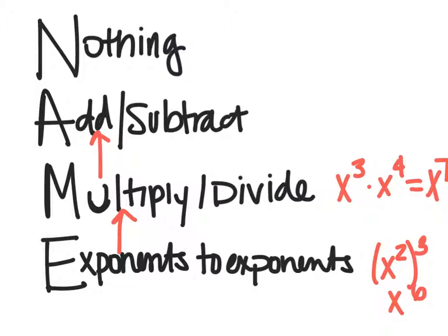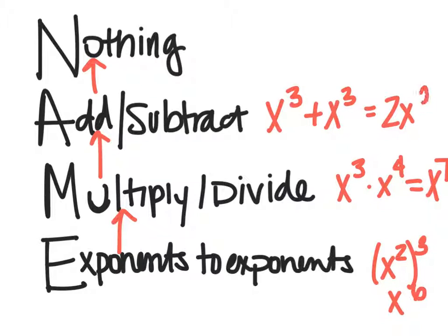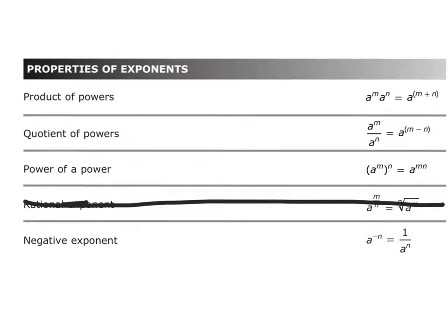If I'm adding, like if I had x to the third plus x to the third, then I do nothing to my exponents. That's going to be 2x to the third. And we're going to get into that more next semester. Same thing is true. Division tells me that I need to subtract. All of this information is also on your formula chart that you will have on the STAR test.